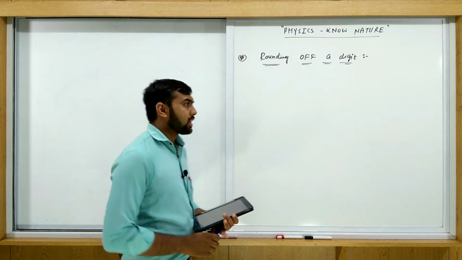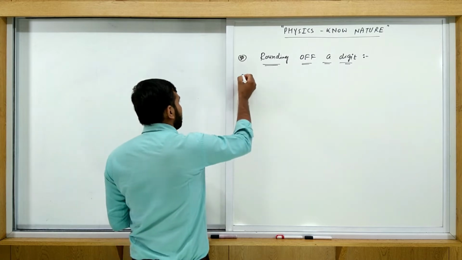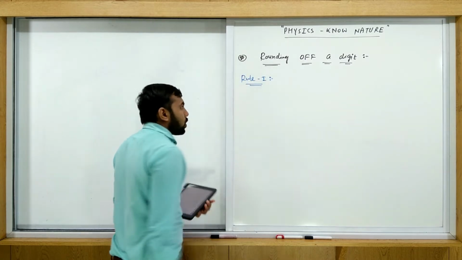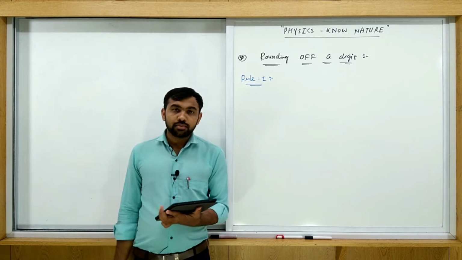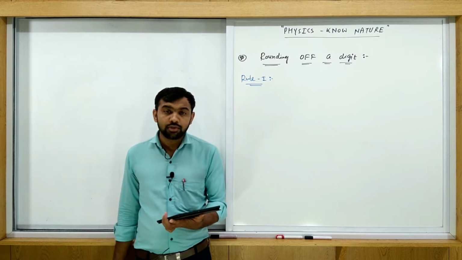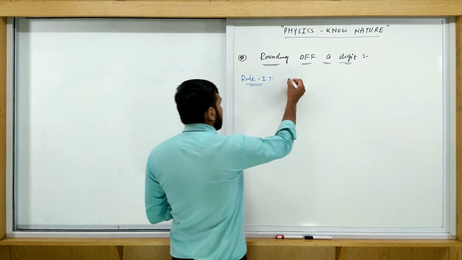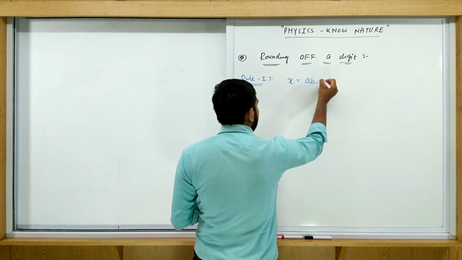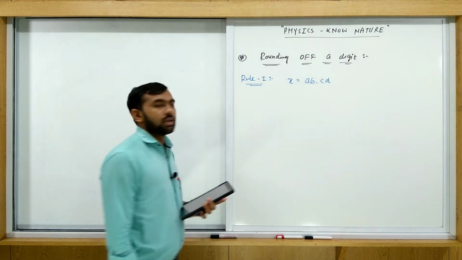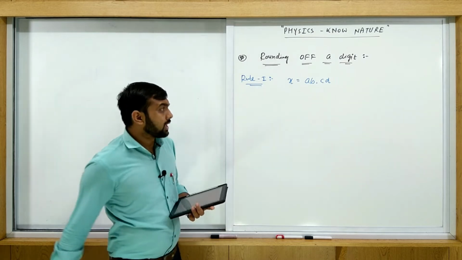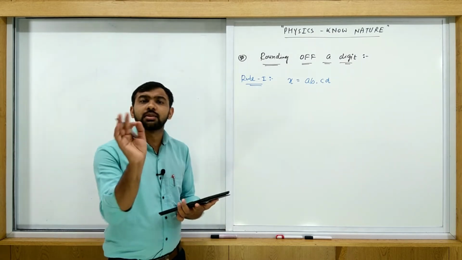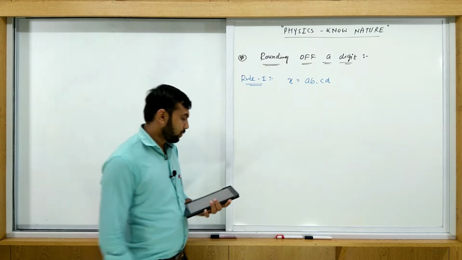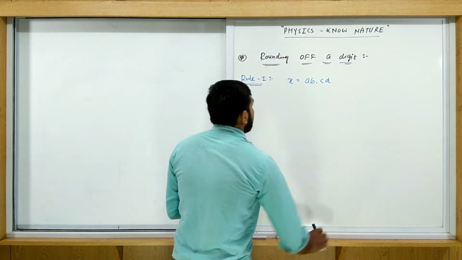All of you must write down some rules. You must remember the rules, okay? So rule number 1, write down. Rule number 1: if x is equal to ab.cd, suppose it is a number, x is any number, and a, b, c and d all represent digits.